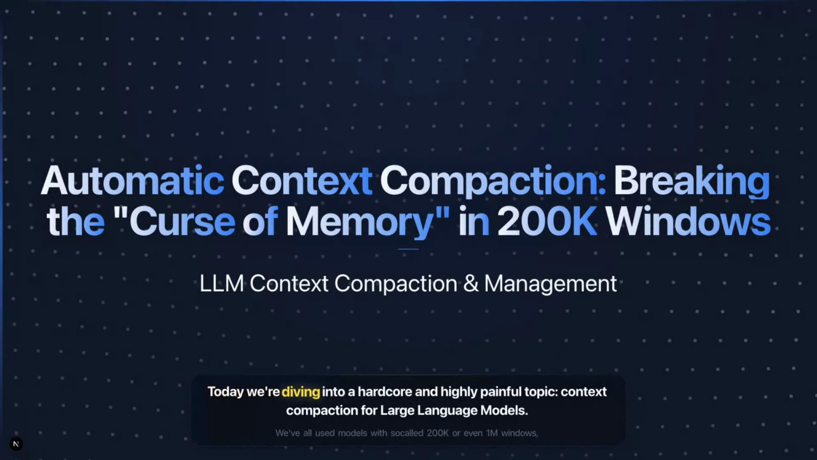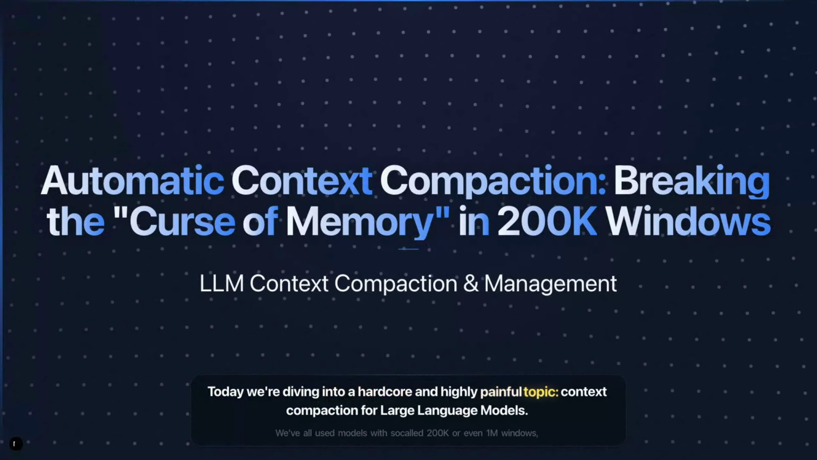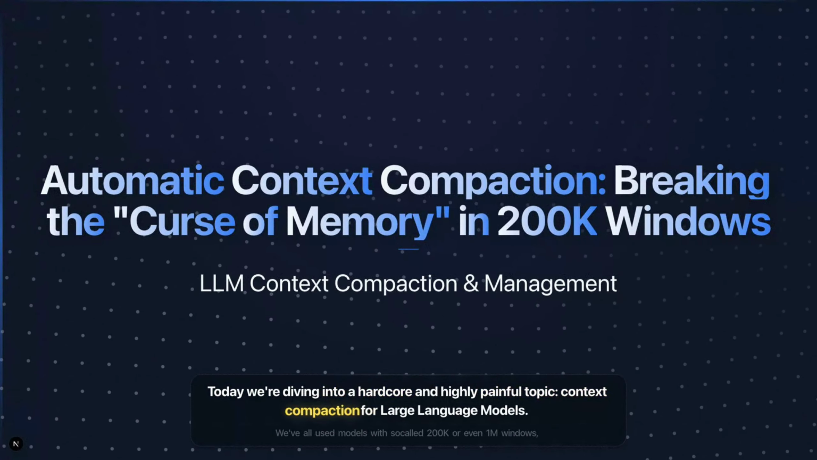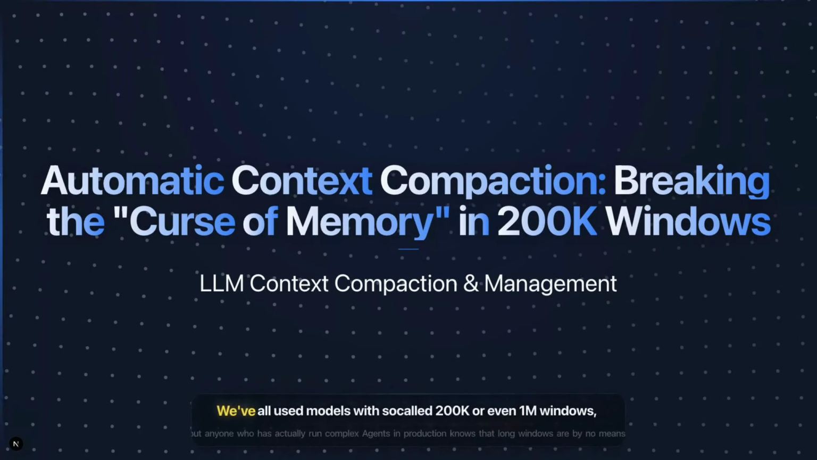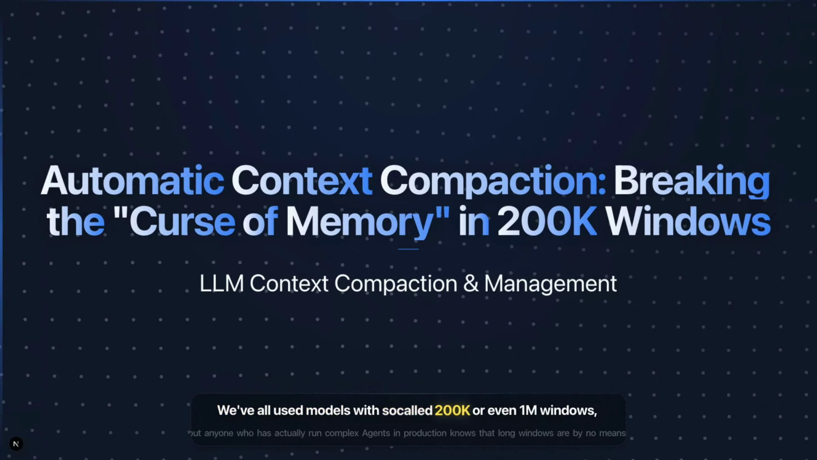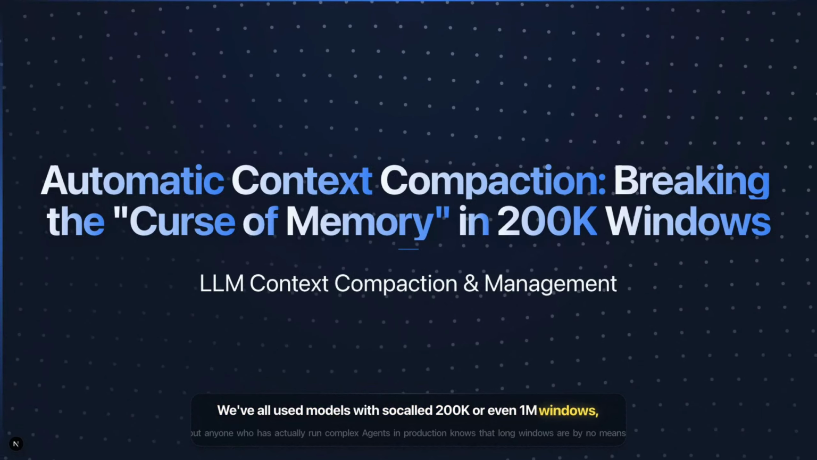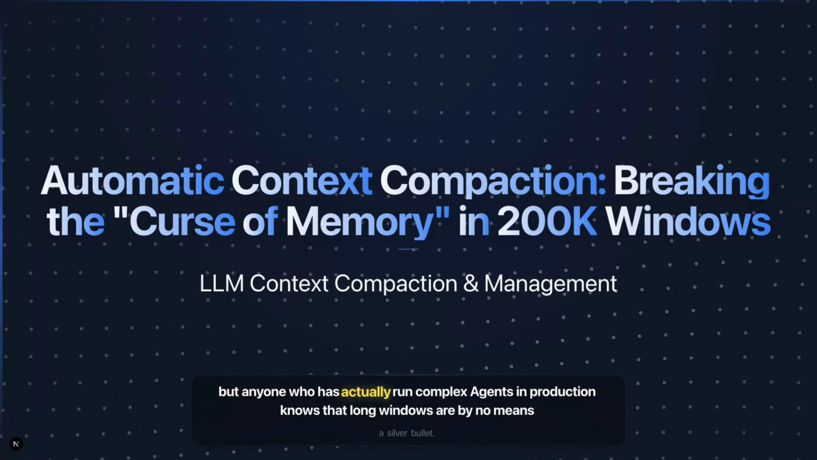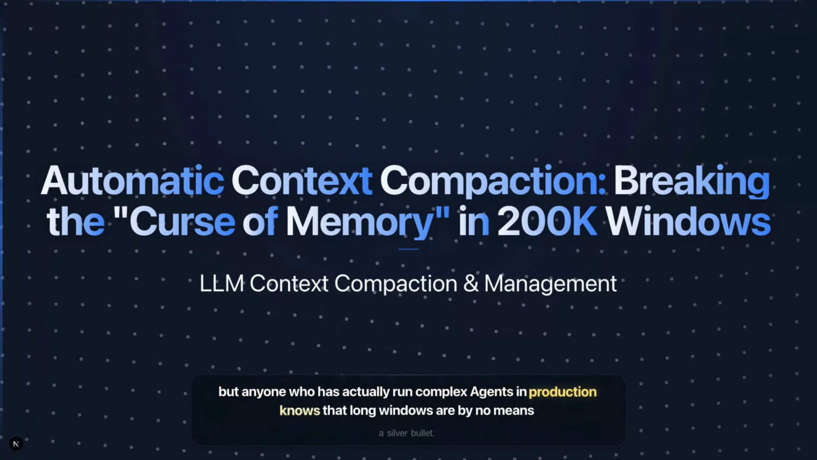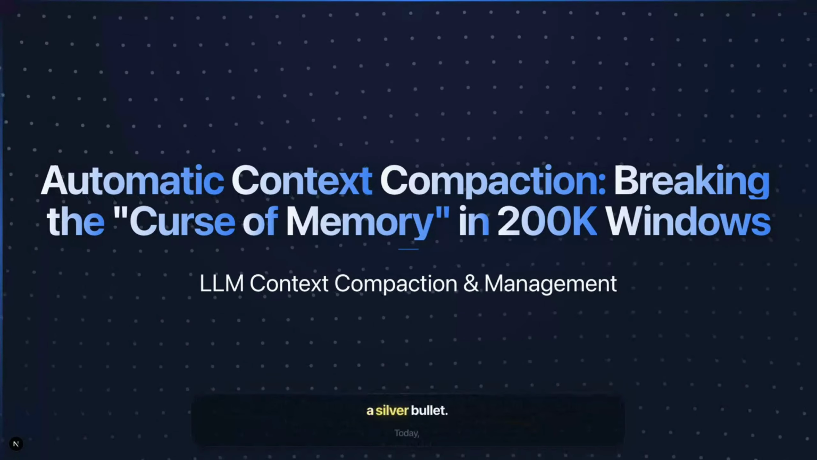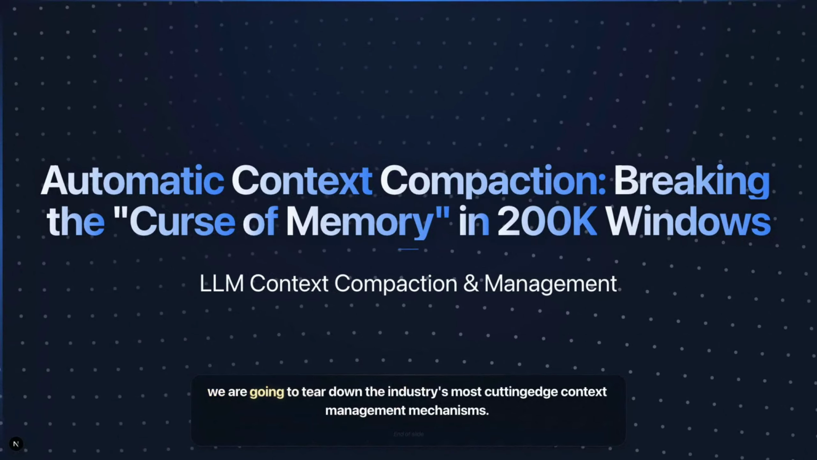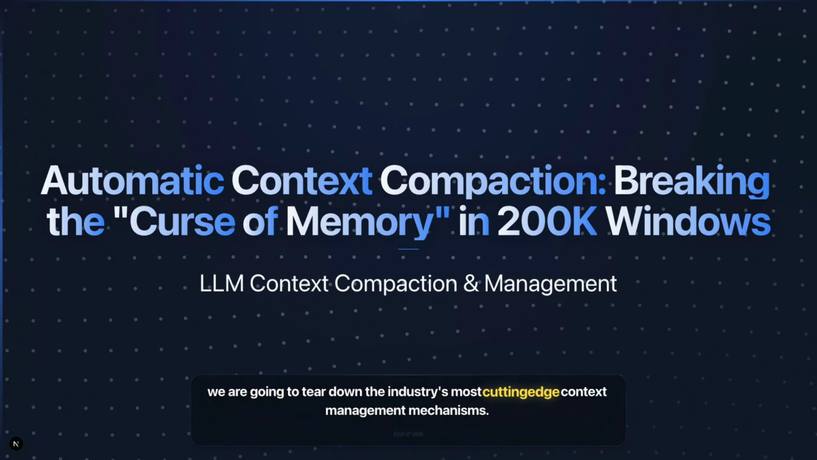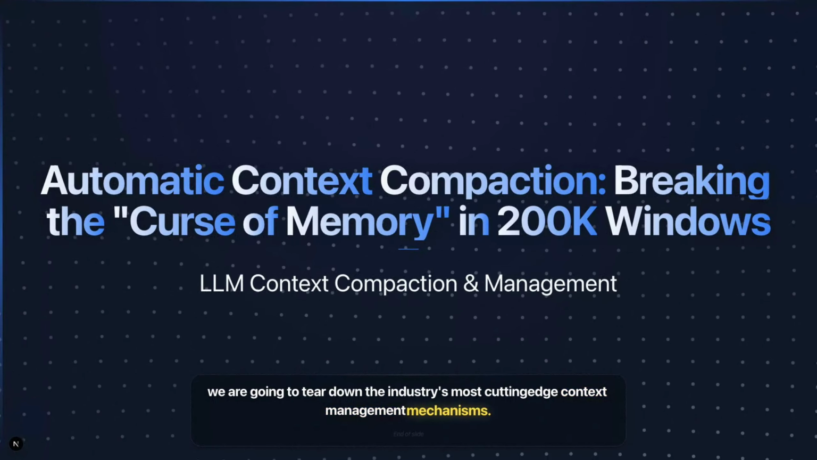Hello, tech experts. Today we're diving into a hardcore and highly painful topic: context compaction for large language models. We've all used models with so-called 200K or even 1M windows. But anyone who has actually run complex agents in production knows that long windows are by no means a silver bullet. Today, we are going to tear down the industry's most cutting-edge context management mechanisms.